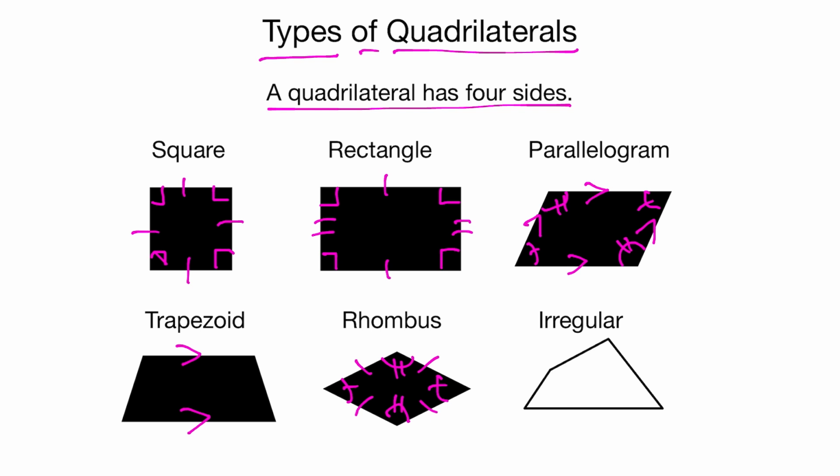Now, we also have irregular quadrilaterals, which means there are four sides, but none of the sides are congruent or the same length, and none of the angles are the same measure. So that would be an irregular quadrilateral. So we have several types of regular quadrilaterals: squares, rectangles, parallelograms, trapezoid, rhombus, and then the irregular quadrilateral. So a quadrilateral is a shape that has four sides.